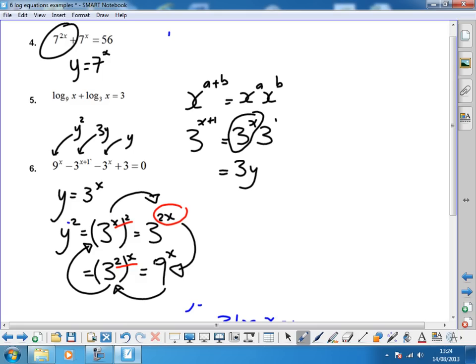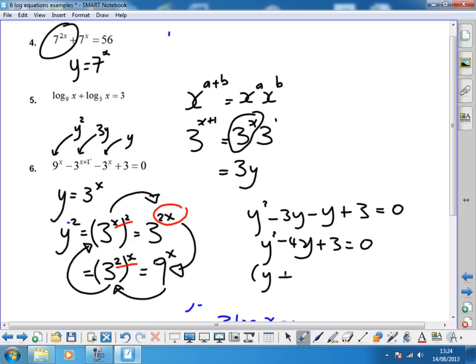So I've got an equation which says y squared minus 3y minus y, add 3, is 0. Y squared minus 4y, add 3 is 0, which is minus 1, minus 3. So y is 1 or y is 3.